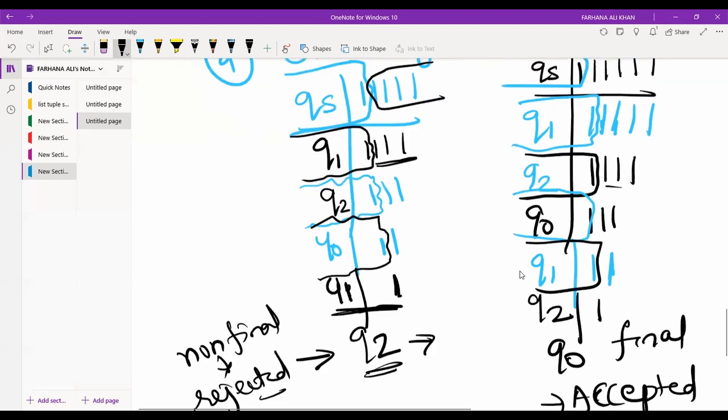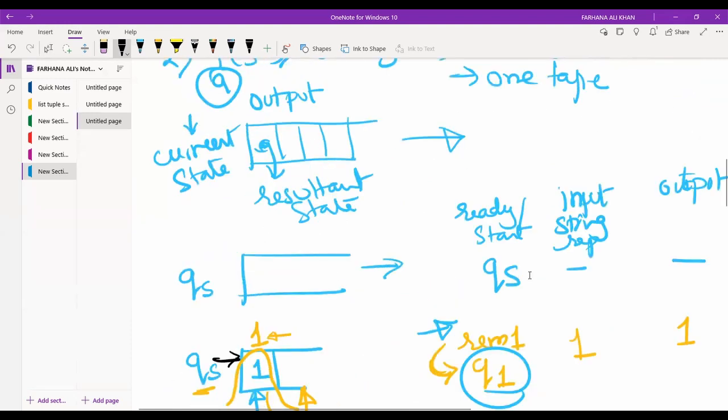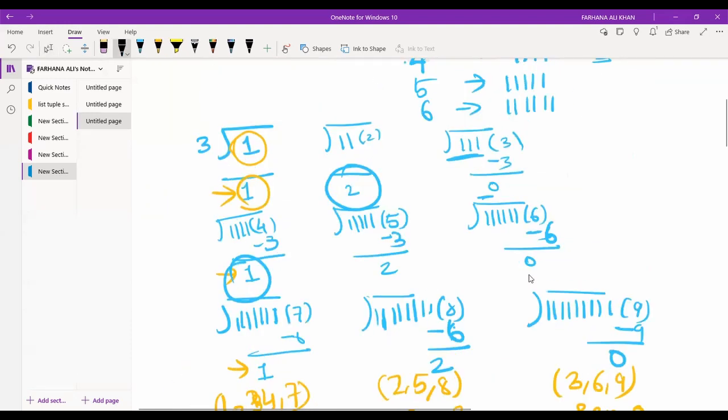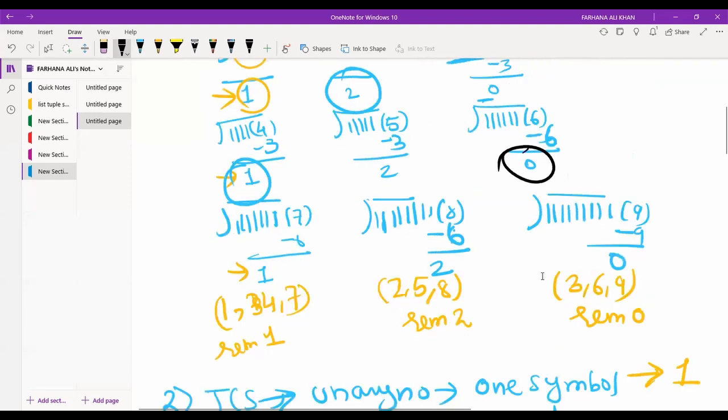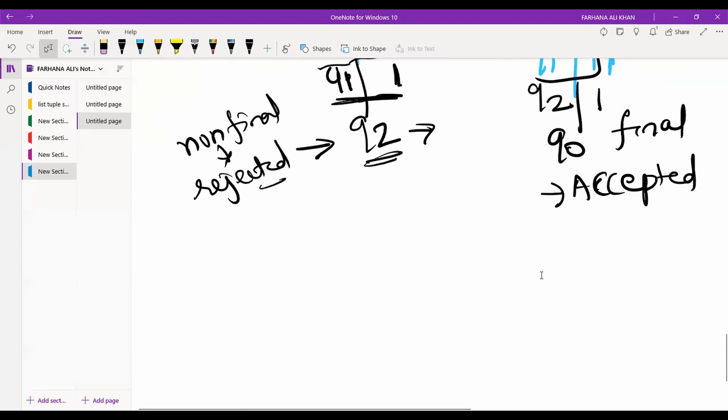Now 6 occurrences of 1 is nothing but decimal number 6. The decimal number 6 is completely divisible by 3. That means this has to be accepted by your finite automata, which we already got. So this is how we have designed a finite automata for unary numbers divisible by 3.